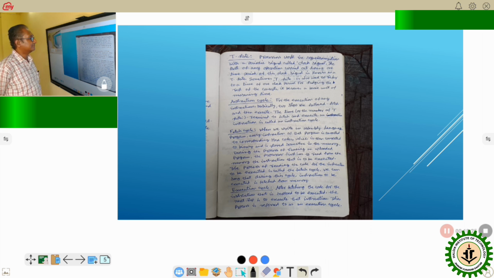Next, instruction cycle. For the execution of any instruction, basically two steps are followed: fetch and then execute. Fetch means getting the instruction which should be executed, and execute means the execution portion. The time, or the number of T states, required to fetch and execute an instruction is called an instruction cycle. That is, different instructions have different instruction cycles.